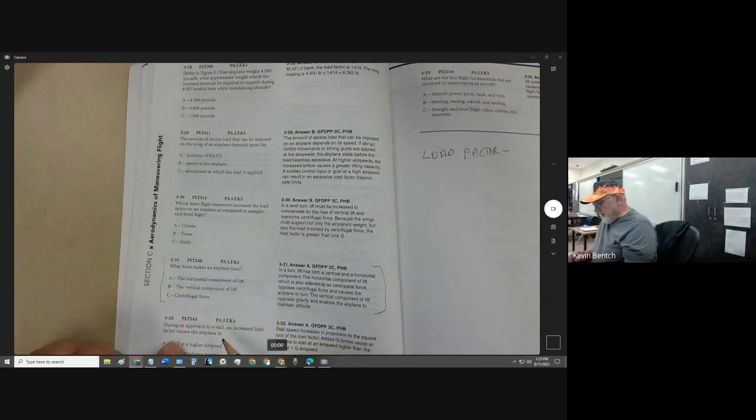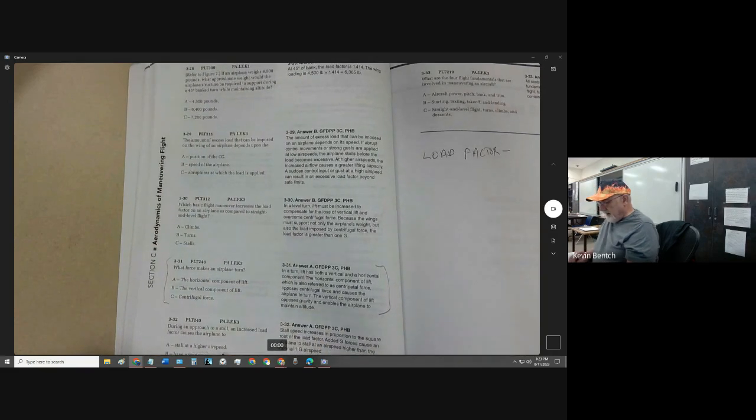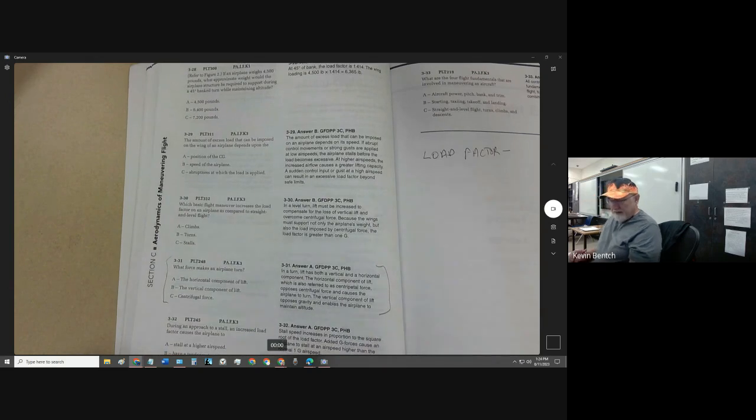3-22 is, during an approach to a stall, an increased load factor causes the airplane to A, stall at a higher speed. So you've got the load factor going, you're in a turn, and the stall speed is higher, and you could stall the aircraft without realizing it's going to stall, and that's concerning. So you'd say, it's not going to stall till I get down to what, 70 or 68 or whatever our stall speed is, and all of a sudden it stalls and you're not there, and you think, crud, what happened? That's what happened.